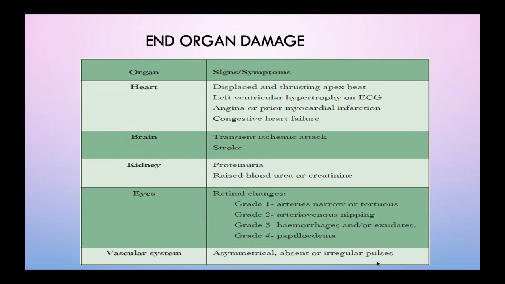There may be a history of a transient ischemic attack or stroke, proteinuria or elevated blood creatinine levels, and signs of hypertensive retinopathy, of which there are 4 grades. So it's good to assess the patient, and also recommend that they have a full eye exam to check for any signs of hypertensive retinopathy. Vascular system, so if there's asymmetrical, absent, or irregular pulses on examination.